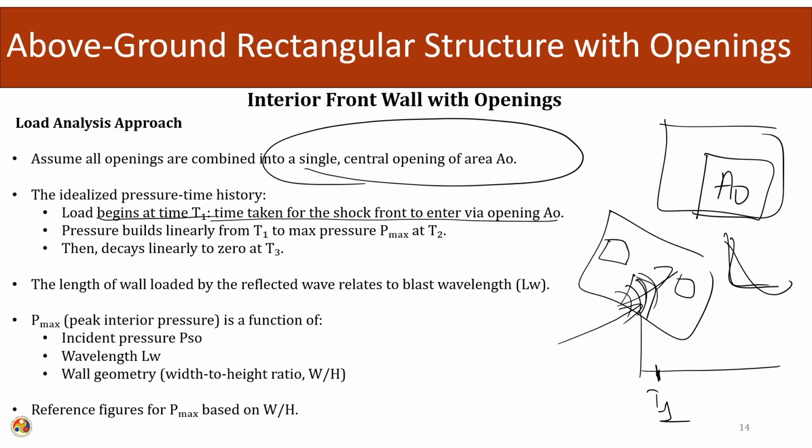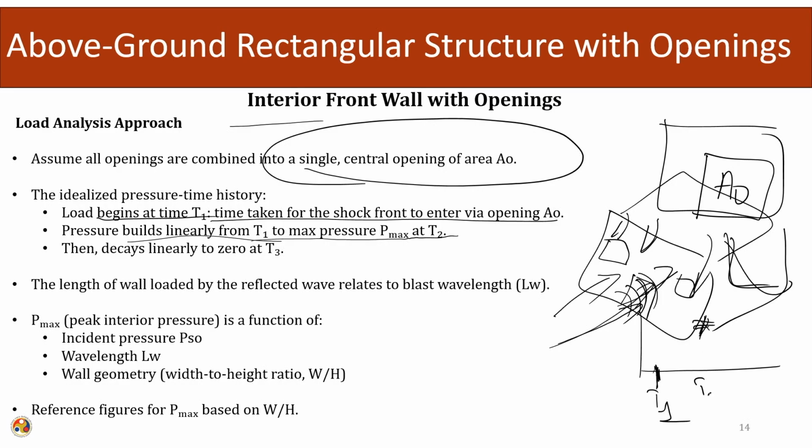Remember what we are trying to calculate: the internal pressure on the front wall, not the external pressure on the front wall, but the internal pressure. So the time will only begin when the shock front has entered through this opening. The pressure will build linearly from t1 to the maximum pressure P max at t2. So it will attain a maximum at time t2, varying linearly.